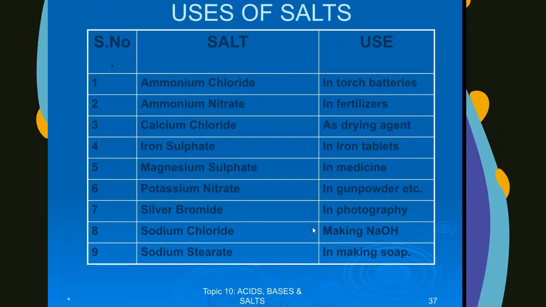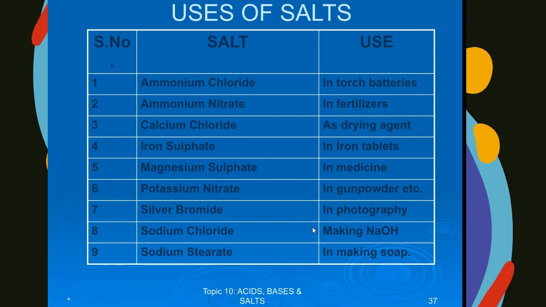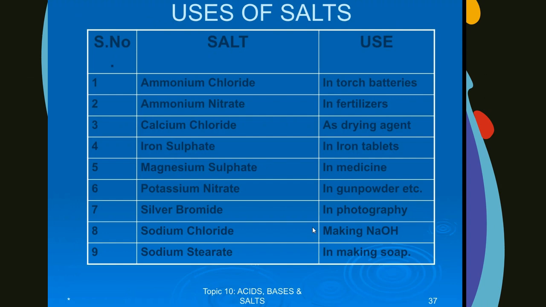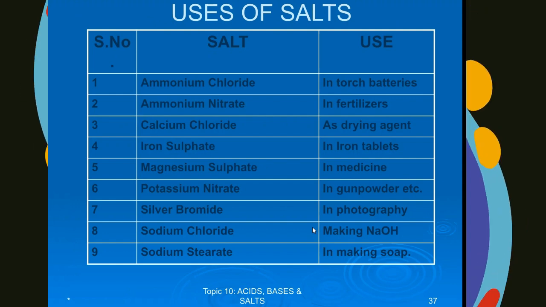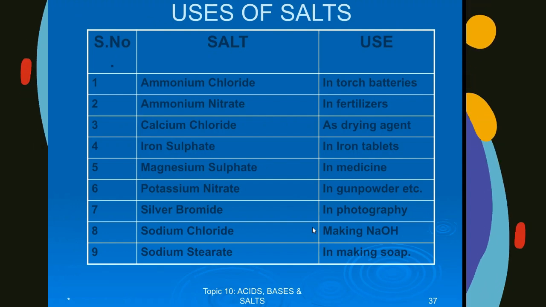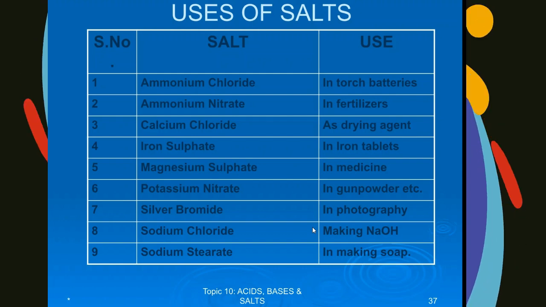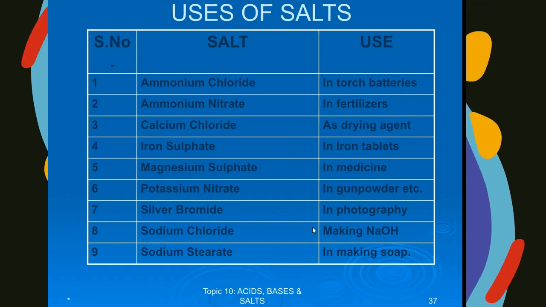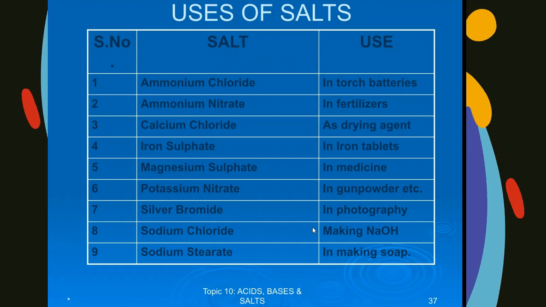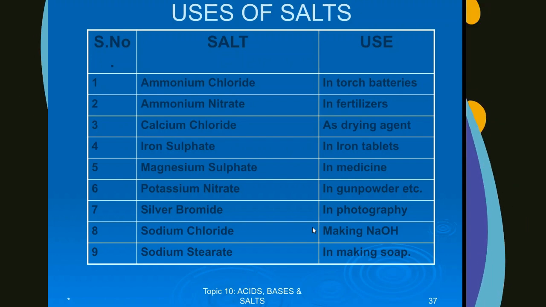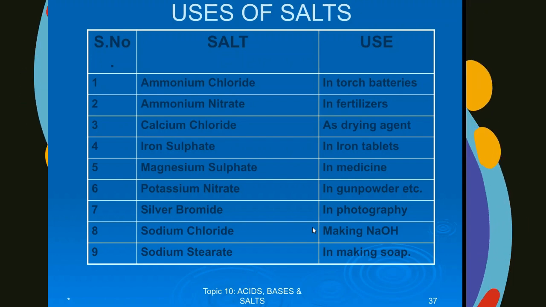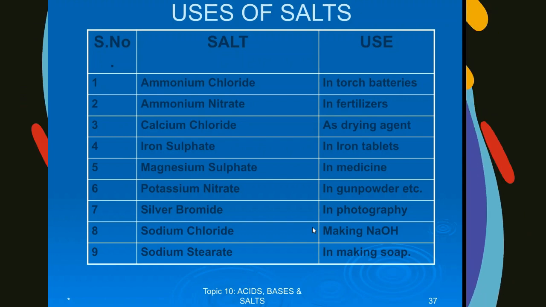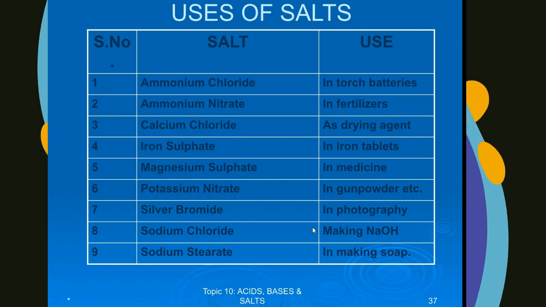So, the uses: where are we using the salts, right? Ammonium chloride we are using in torch batteries, ammonium nitrate in fertilizers, calcium chloride as a drying agent, then iron sulfate in iron tablets, that is in medicine, magnesium sulfate again in medicine, potassium nitrate in gunpowder, then silver bromide, you may know about this, we are using in photography, then sodium chloride for making NaOH, and NaCl is also table salt. Sodium stearate is used in making soaps.